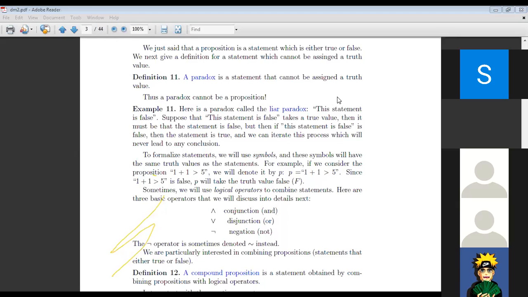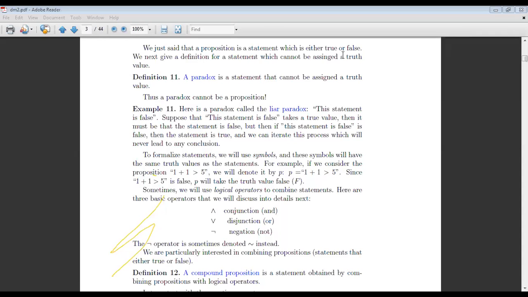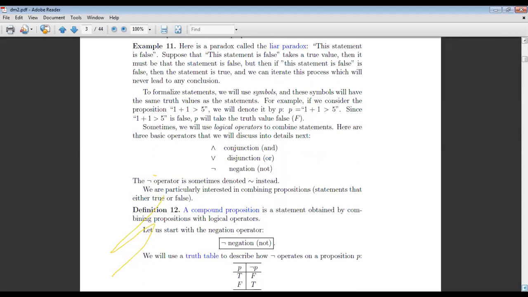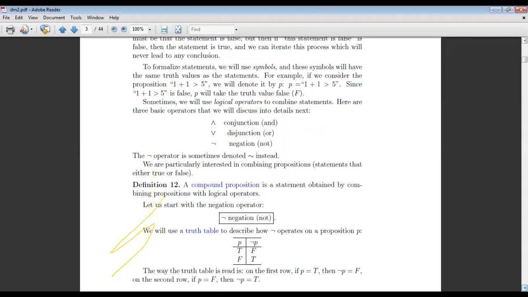Now you can see the next one, compound proposition. So after paradox, we will next learn about the next proposition called compound proposition. It's a statement obtained by combining propositions with logical operators.